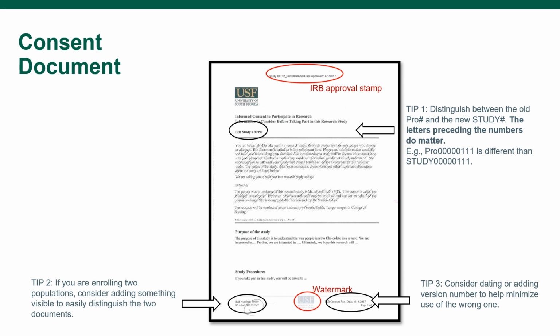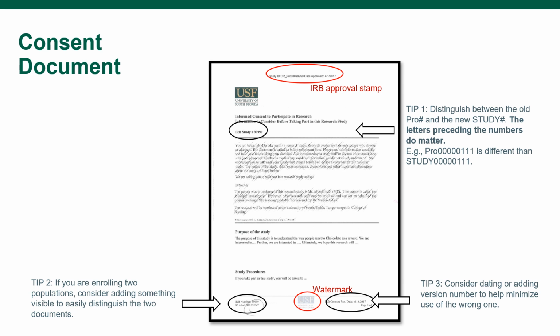Although remember, exempt studies will not have a stamp watermark. Use the consent that is found in Bull's IRB under the Documents tab. That's the best practice. Let's go to tip number 1. I got a few tips for you.